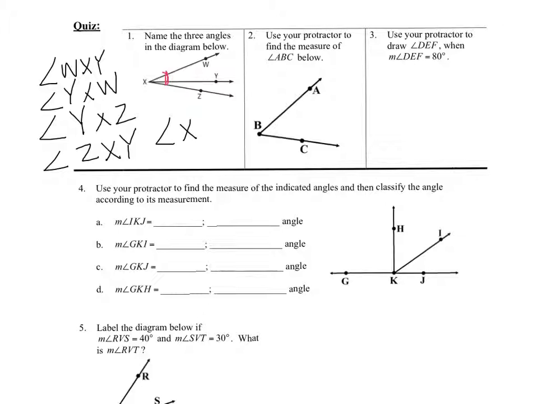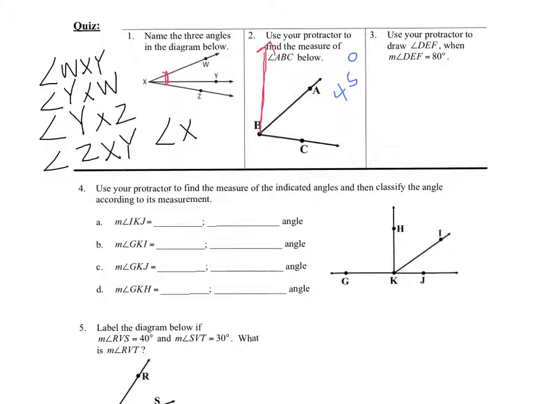Number 2. Use the protractor to find the measure of the angle ABC here. So I actually took a protractor and measured this angle just to kind of look and see how big it was. If we were to make this a straight 90-degree angle, we could see that this would be about 90. So as long as you have something between 40 and 50, you got credit for this. But this is around 45 degrees.